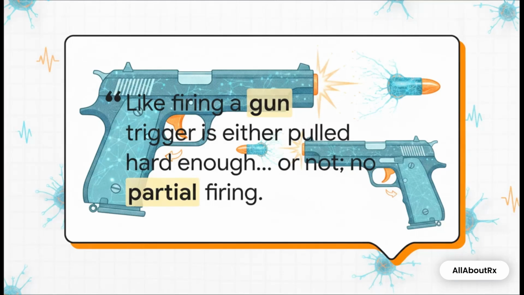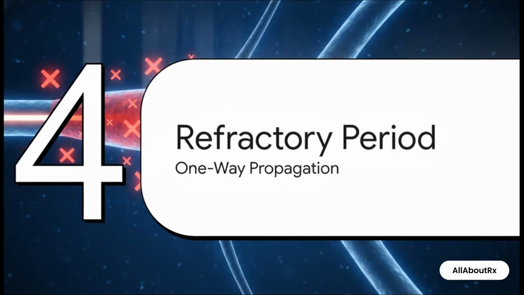This is the perfect example of the all-or-none law. It's exactly like firing a gun. The trigger is either pulled hard enough to reach that threshold and the neuron fires fully, or it's not and nothing happens. There's absolutely no partial firing. But after it fires, the neuron has to protect the signal's direction. Let's look at section 4, the refractory period.